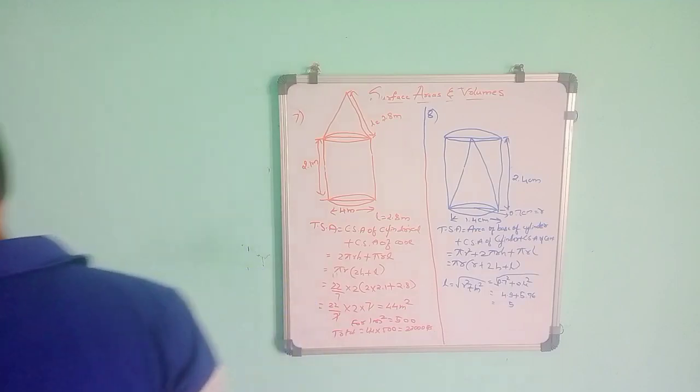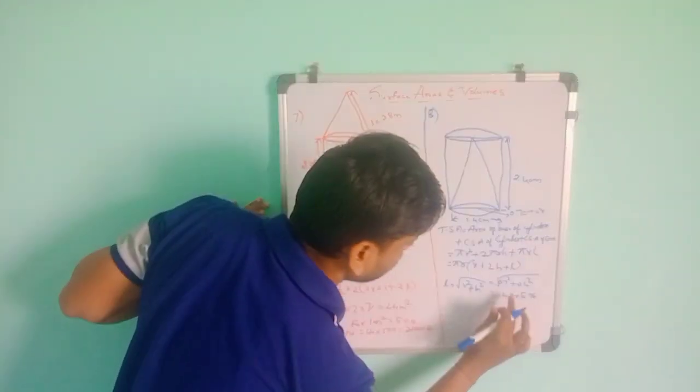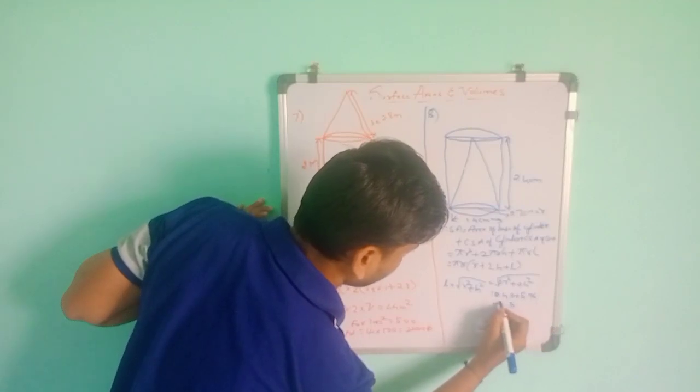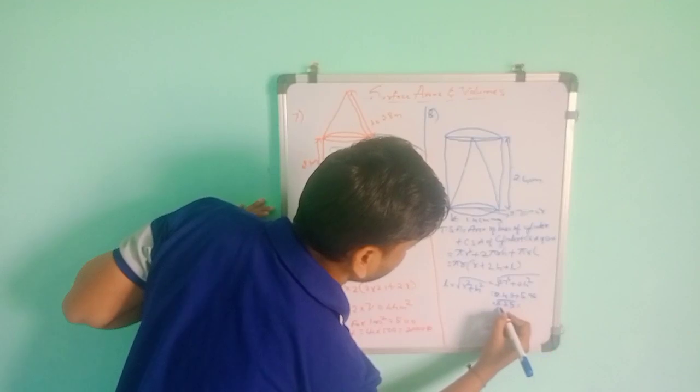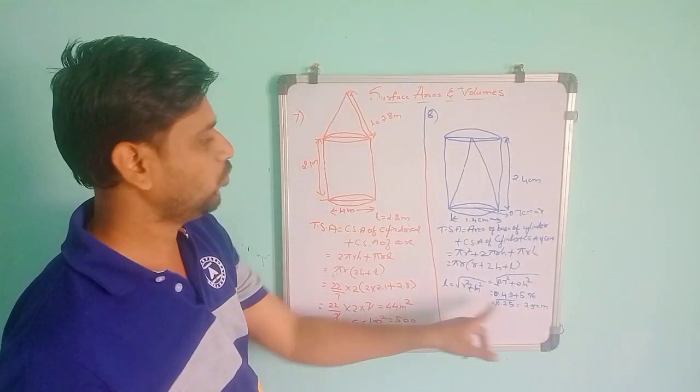0.7 into 0.7 is 0.49, since two decimals are gone. So 0.49 plus 5.76 will give 6.25. The root of 625 is 25, so the root of 6.25 will be 2.5 centimeter. We got L as 2.5 centimeter.